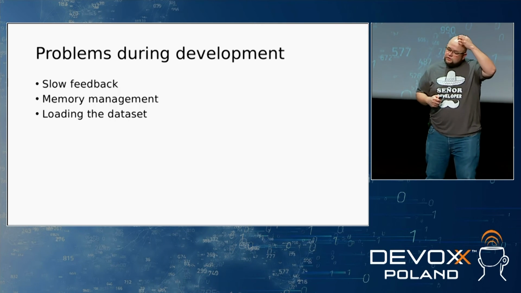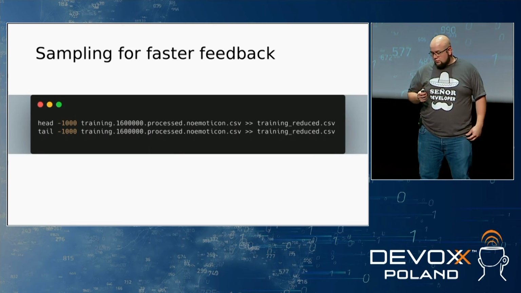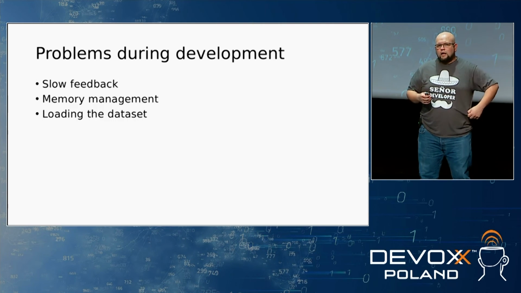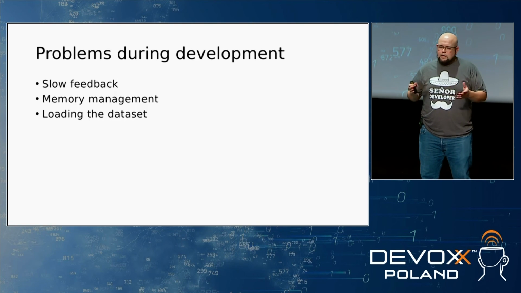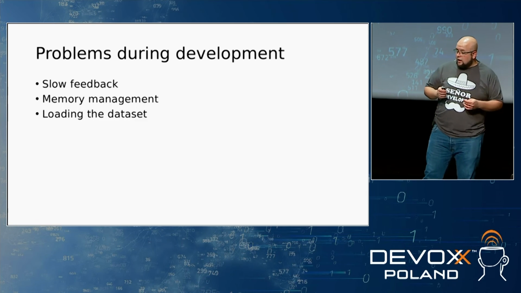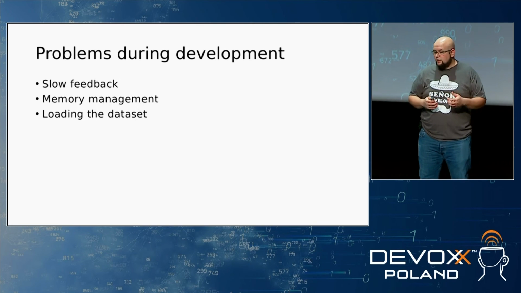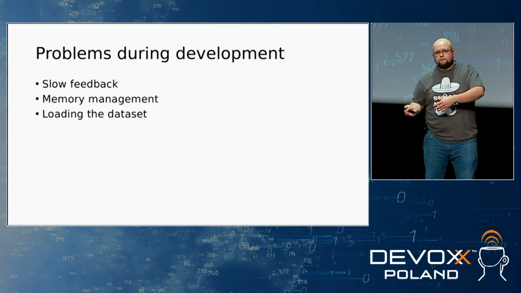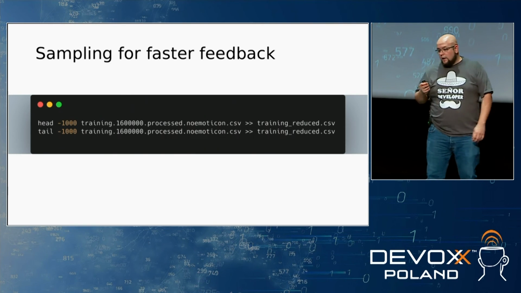So now let's talk about what problems I had during the development of this last example. I had slow feedback during the beginning of the development because taking almost 2 million tweets is a lot. So it took a lot of time to load the data and to train it, and I couldn't iterate fast enough. I also had memory management issues because of the same thing: I was loading too much data. And I had also some problems loading the data set, parsing it from the file into memory.